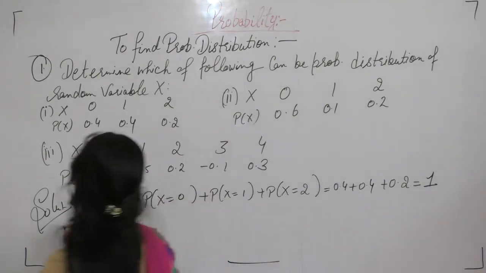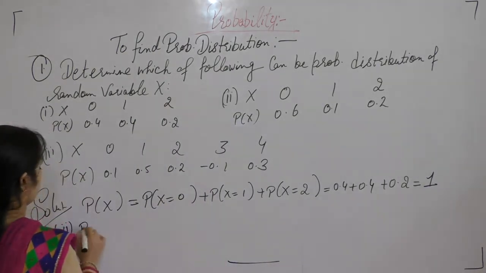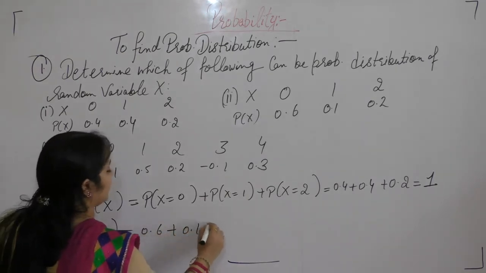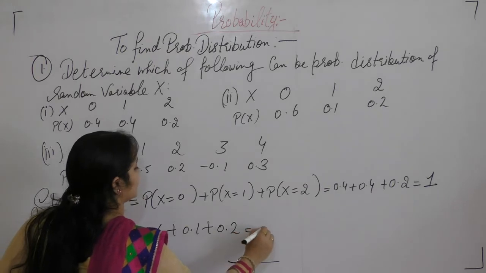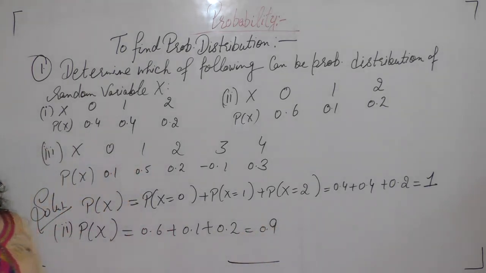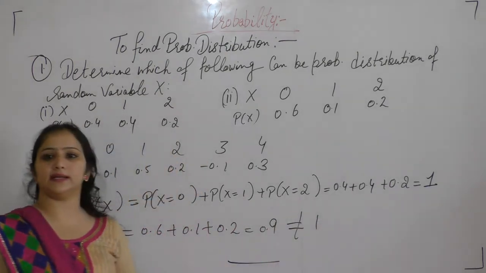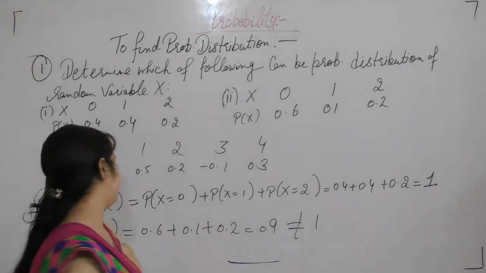Now let us take the second part. The probability of x at 0, at 1 and at 2: 0.6 plus 0.1 plus 0.2, that is 0.9, not equal to 1. So this is not a probability distribution of a random variable.